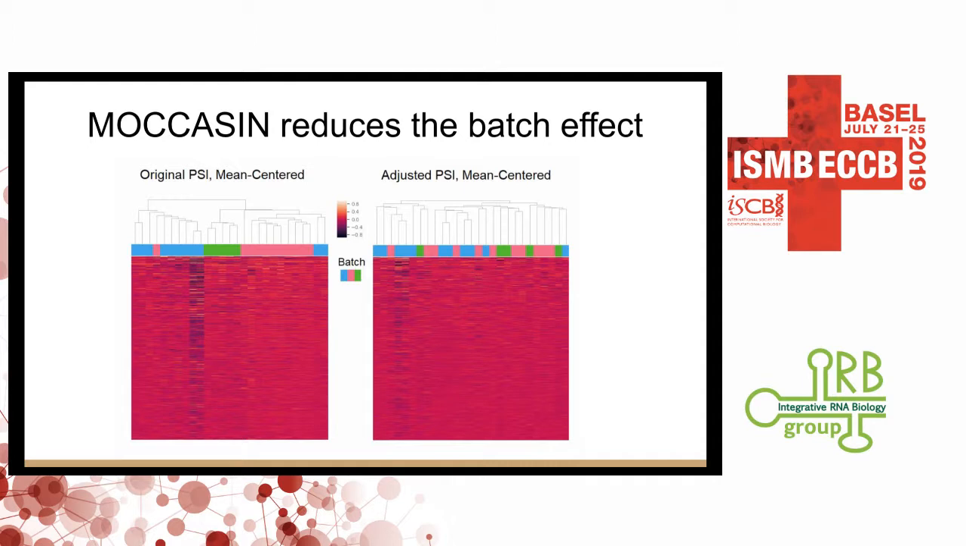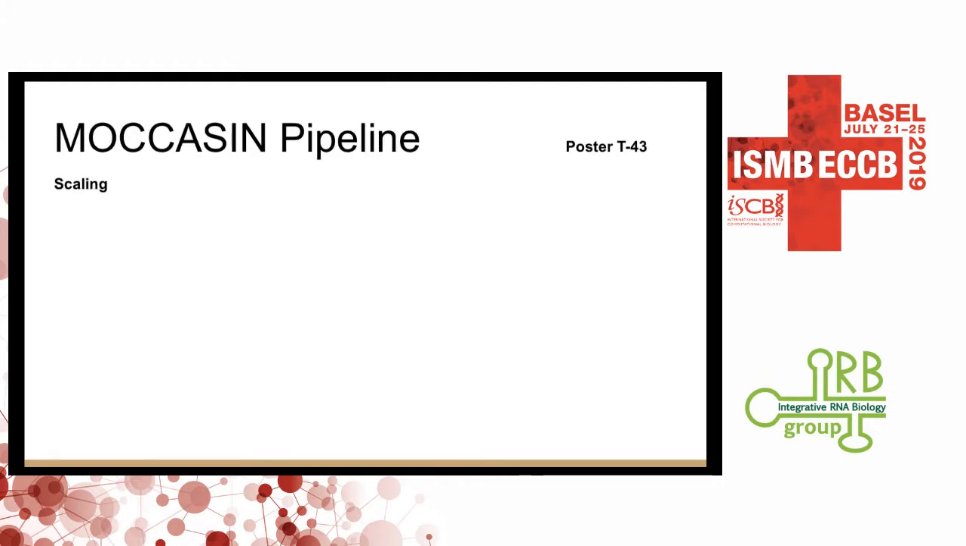And we can see that initially, this is the same initial data I showed before. It clusters according to the batch effect. After we apply MOCCASIN, in the adjusted data, we no longer cluster by batch. And you can see this both visually and statistically, and we can talk about those details later if you are interested. And so I want to talk about the method, the MOCCASIN pipeline.